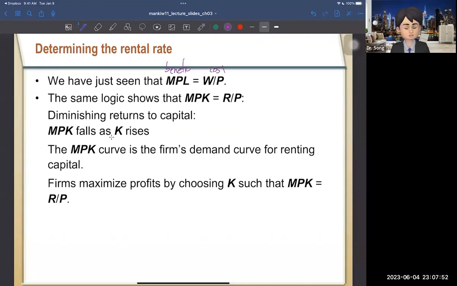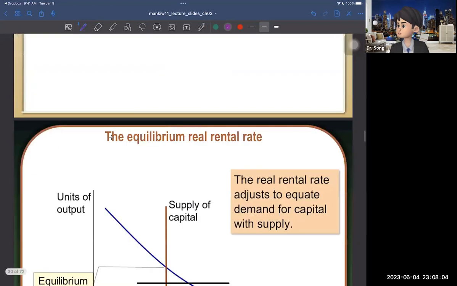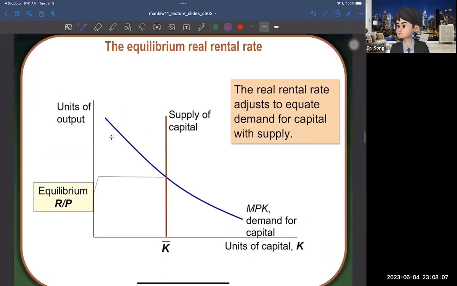So then we can have the same logic for the capital. So MPK, the benefit of having capital, equals the cost of having capital, okay? And it gives exactly the same result. So that's why here, in the capital market, the y-axis, the units of the, so that's a typo, sorry. So that's the price of capital, which is the rental rate. Okay, that's a real rental rate. Okay, and then the supply of capital is vertical. We have the K bar by the assumption, and the MPK is downward sloping, same as the labor market.